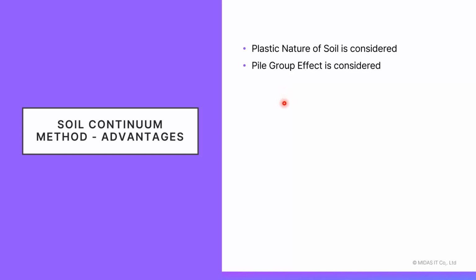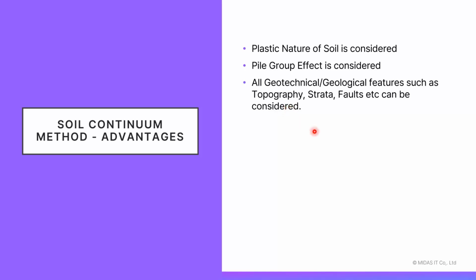Then, what are the advantages from this soil continuum study? We have advantages in terms of plasticity, so we can consider the plastic nature of the soil. Then we can consider the pile group effect, and we can consider all the geotechnical and geological features, such as the topography. As the terrain changes, the confining pressure changes, and because of that, the stiffness of the soil may change. So all the geotechnical and geological features like topography, strata, faults, etc., can be considered.